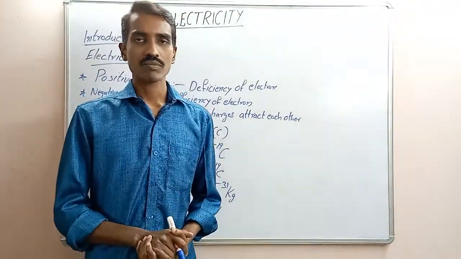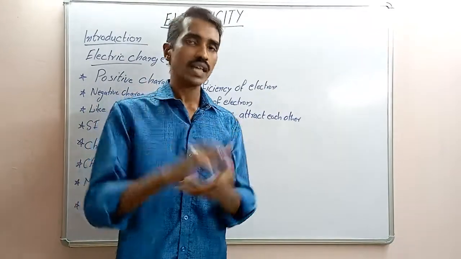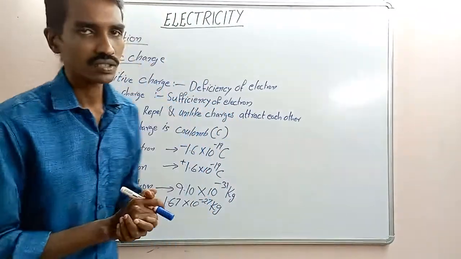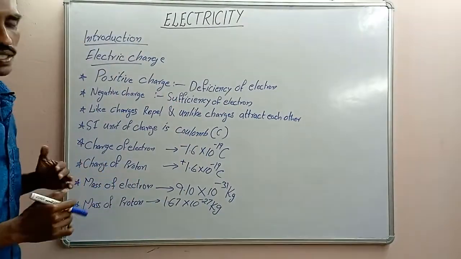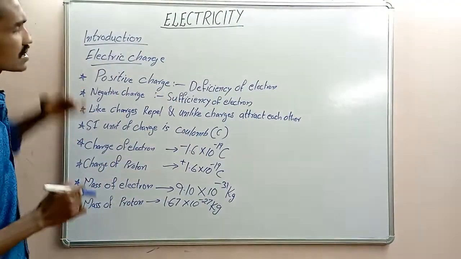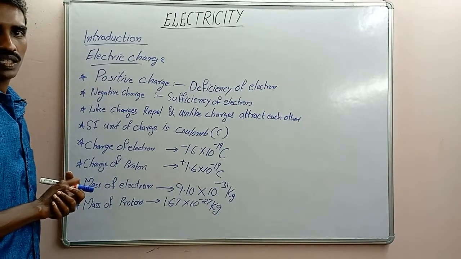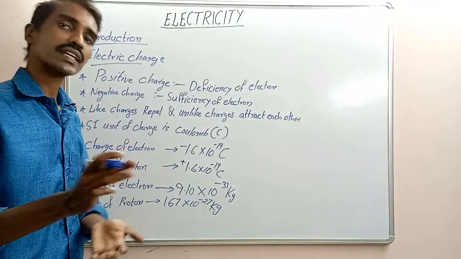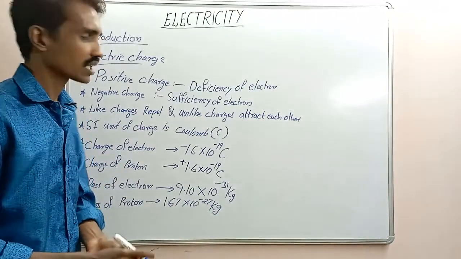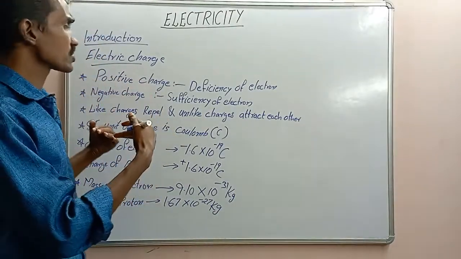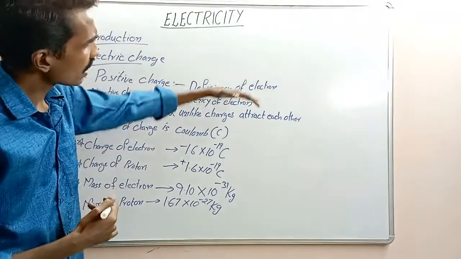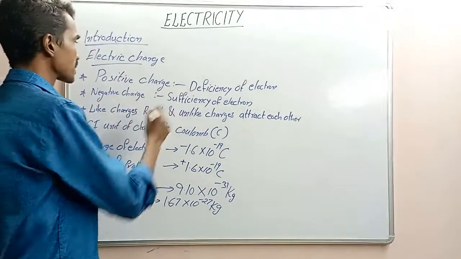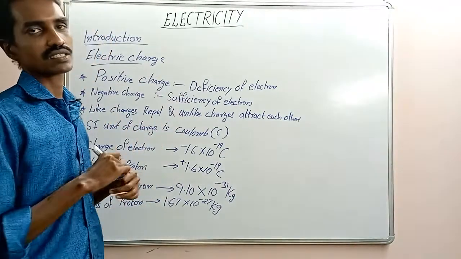Before we start the chapter, we have some basic ideas which we studied in the earlier classes. Some introductions about the chapter. Electric charge. We already know there are two types of charges, positive and negative charges. So how will you determine whether a positive charge or a negative charge is there?